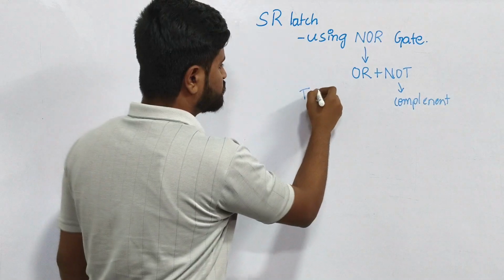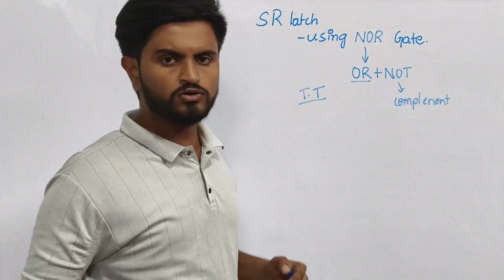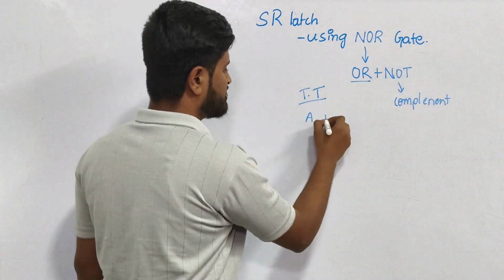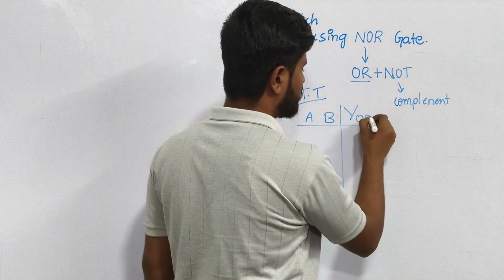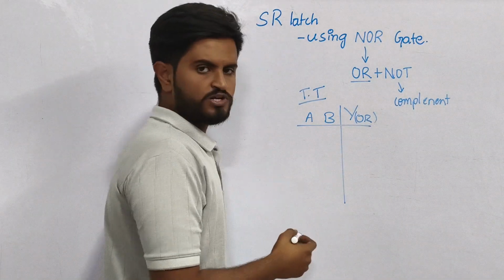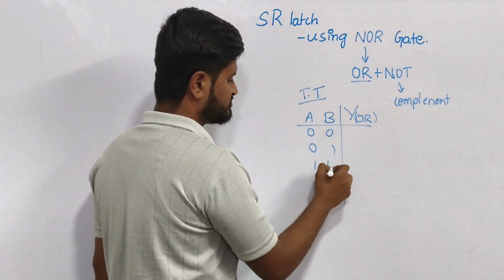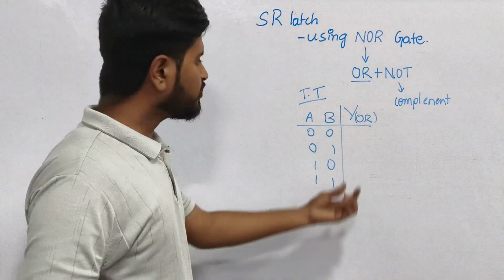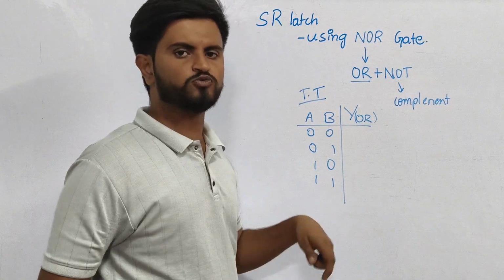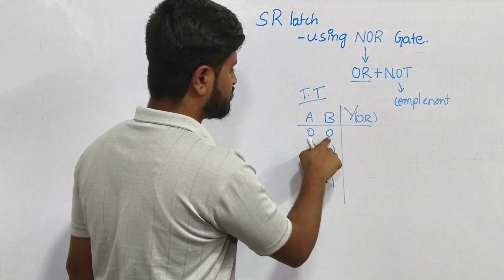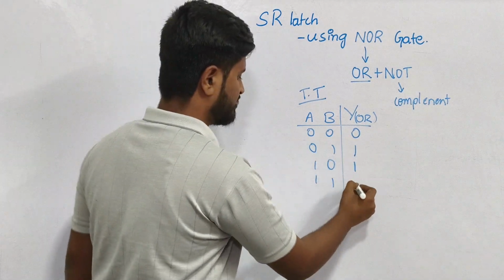If we want to write the truth table for NOR gate, first let's write for OR gate, then let's convert to NOR gate. So A and B are my inputs and Y will be my output, that is OR gate output. Since I am having two inputs, my possible combinations are 0 0, 0 1, 1 0 and 1 1. So what does OR gate tell? If either of my inputs is equal to 1, my output will be 1. If 0 0, then 0. Either of the inputs equal to 1, output will be 1, 1, 1.